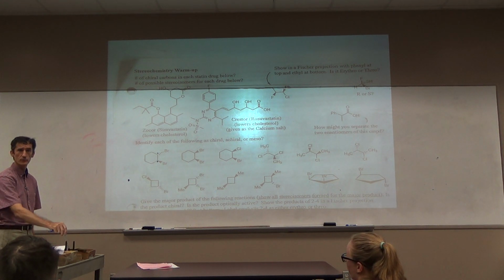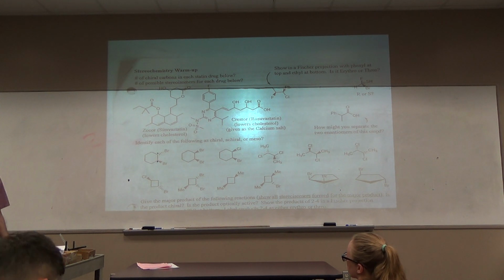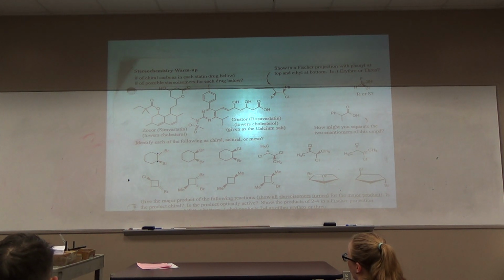Compound with one chiral carbon, will the compound have a plane of symmetry? No, we said that a compound with one chiral carbon, that one carbon will ruin the plane of symmetry for the whole compound. A compound with one chiral carbon is going to be chiral. What if it had two? Is it going to be chiral?